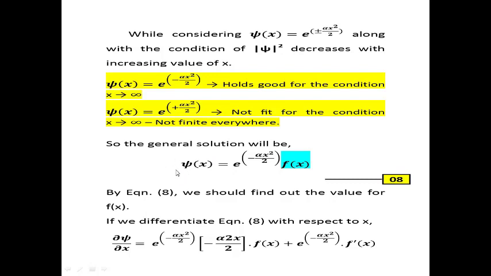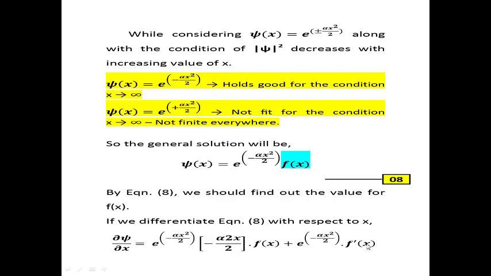So now we have psi of x equal to something, isn't it? By this equation we go for partial differentiation with respect to x. You notice that we have two terms related to x. As usual, we make f of x constant and differentiate the first term. I get e power minus alpha x squared by 2 into minus alpha into 2x by 2, and then plus e power minus alpha x squared by 2 is maintained as constant, and f of x is differentiated, so we get the term f prime x.